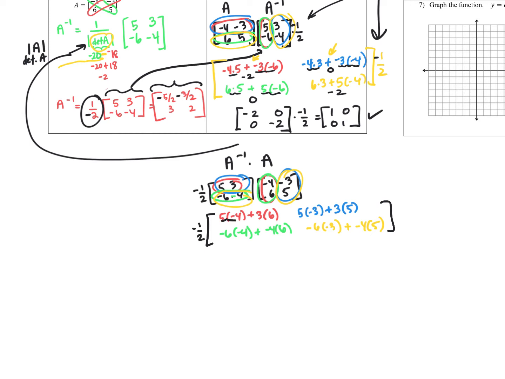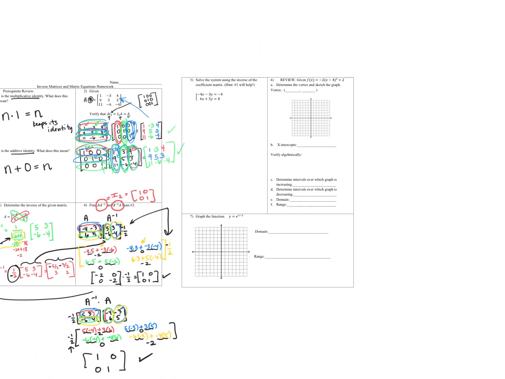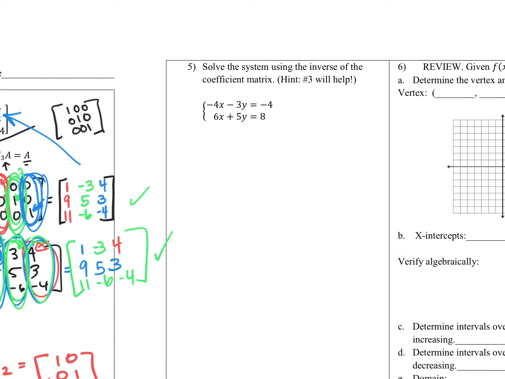So negative 20 plus 18 is negative 2. Negative 15 and 15 is 0. 24 and negative 24 is 0. This is 18 and negative 20, that's negative 2. Again, times the negative 1/2 with each entry gets us 1, 0, 0, 1, like we expected, which is the identity.